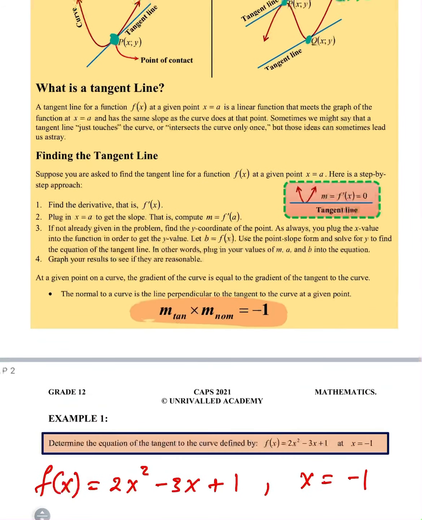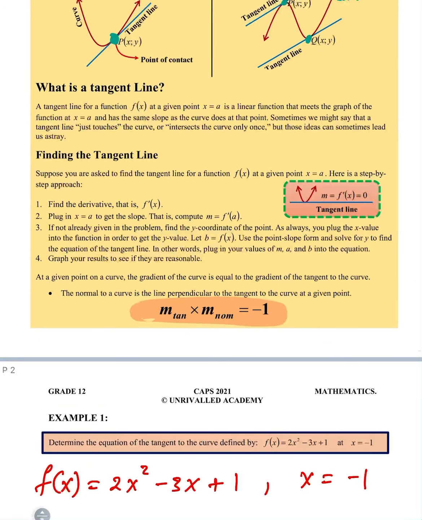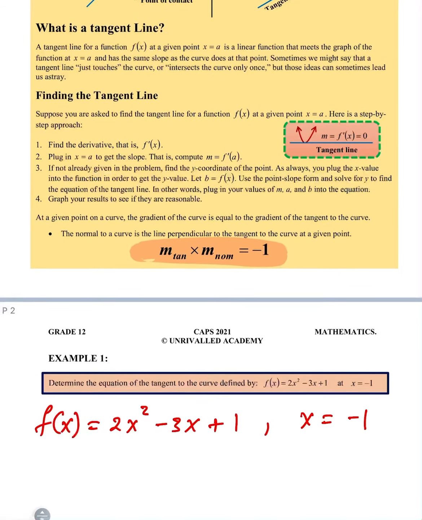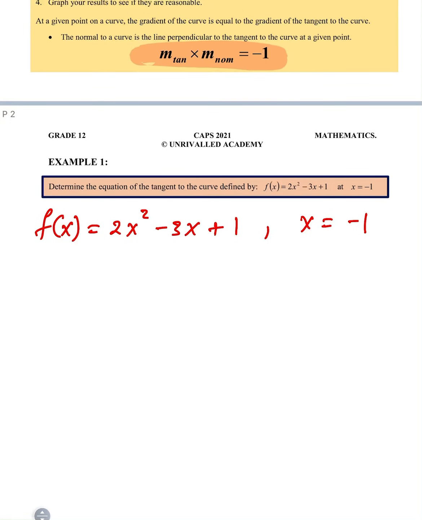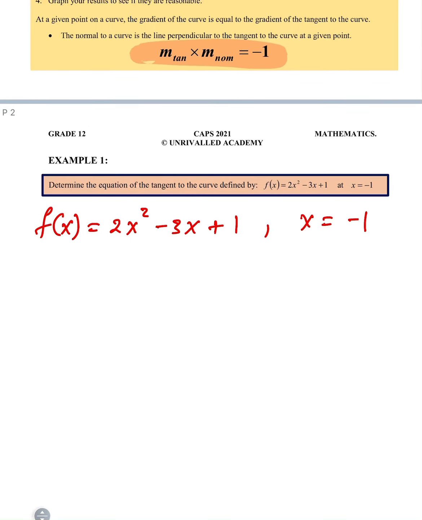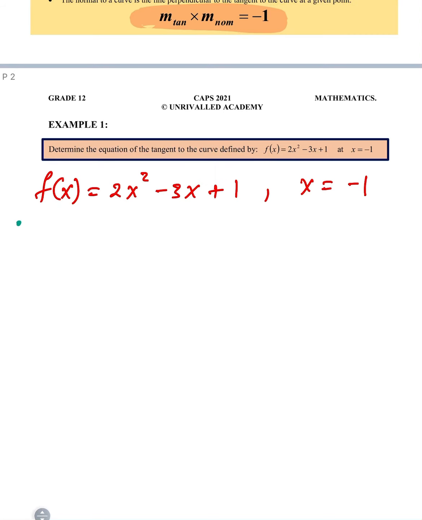Let us check step number 1 to find the equation of the tangent. We need to find the derivative. Now I'm going to do that with you. Number 1, we need to find f prime at x, which we know how to derive from differential calculus, and that gives us 4x minus 3. This is the derivative of that particular curve.